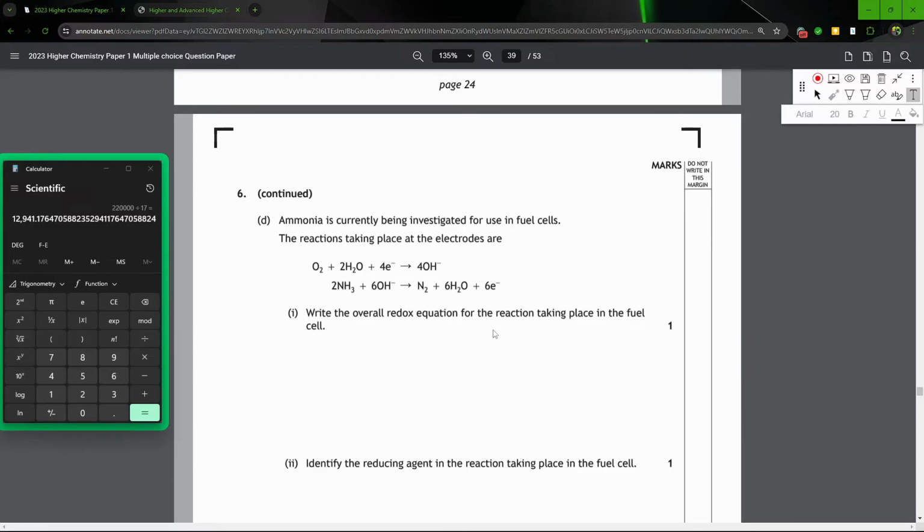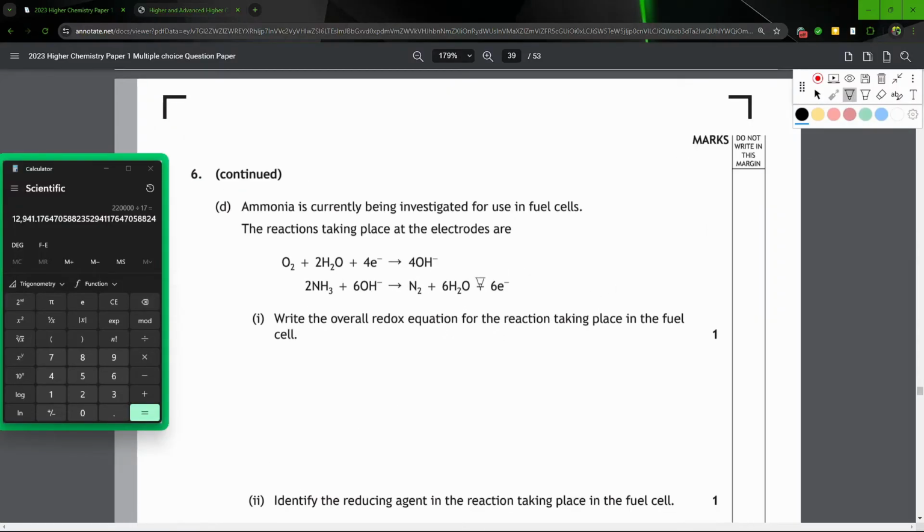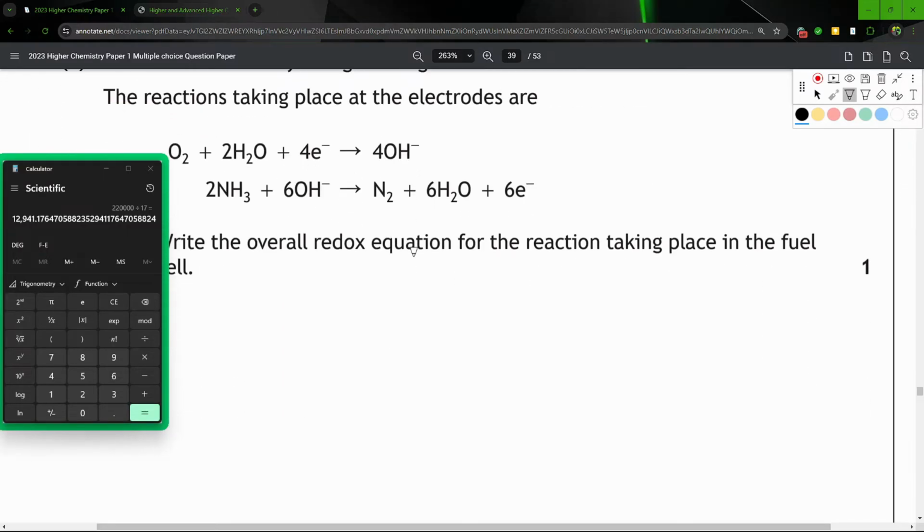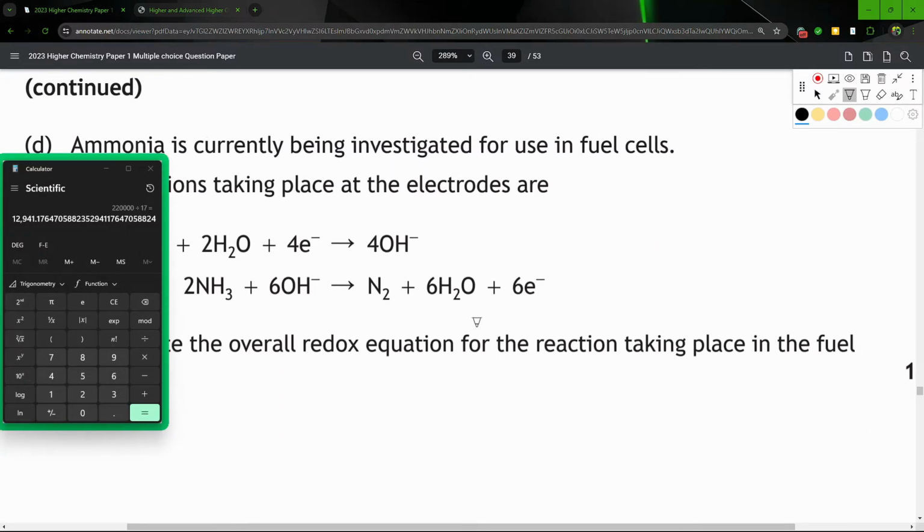Ammonia is currently being investigated for use in fuel cells. The reactions taking place at the electrode are this. So write the overall redox equation for the reaction taking place in a cell. So cast your mind back to maths, and basically what we want to do is get these two numbers to be the same. We want these electrons to cancel each other out, because we don't want electrons in our redox equation. So to keep things nice and whole numbers, because I don't want to go in fractions, I'm going to times that by 2. That'll get us up to 12. And then, of course, 4 goes nicely into 12, so that means I can times it by 3.